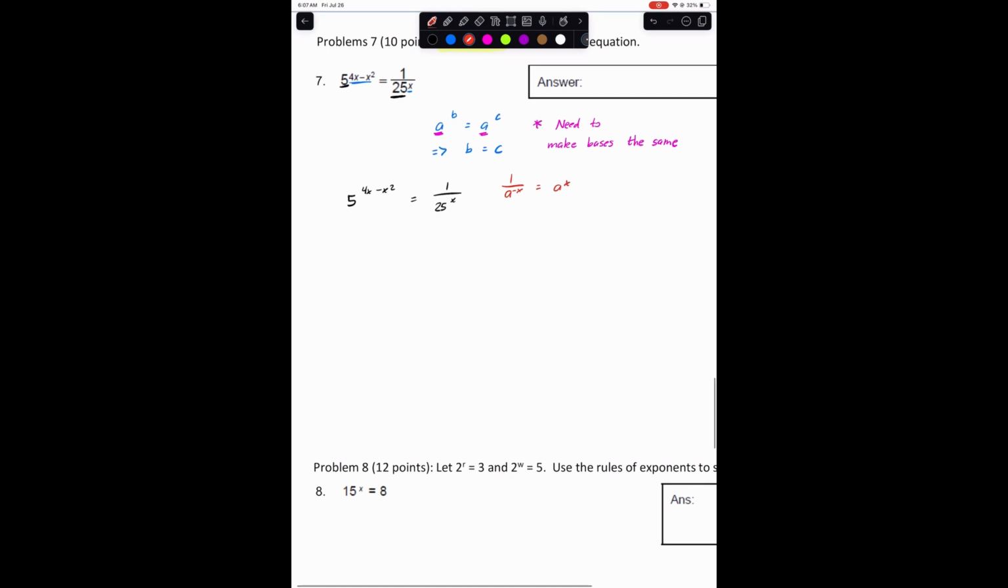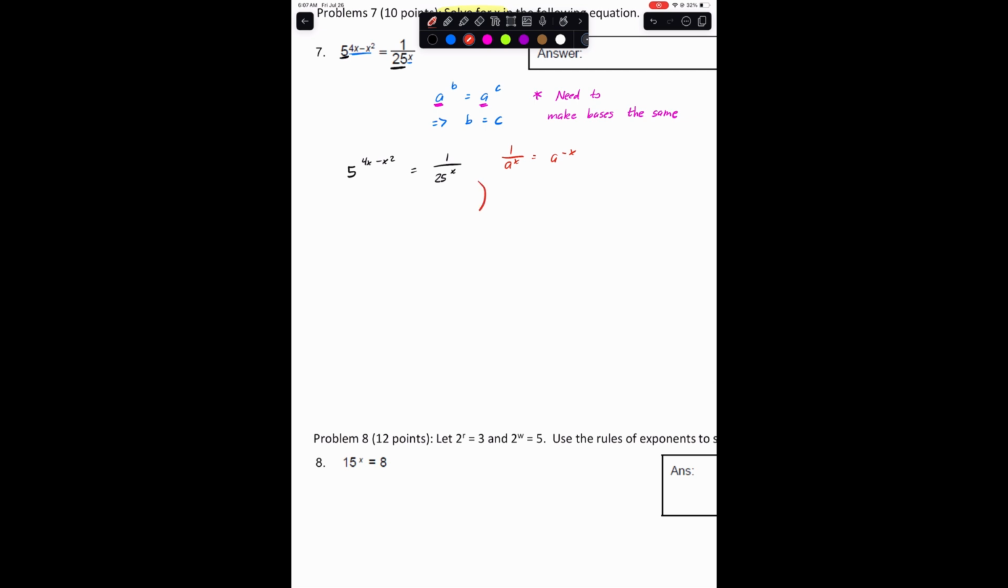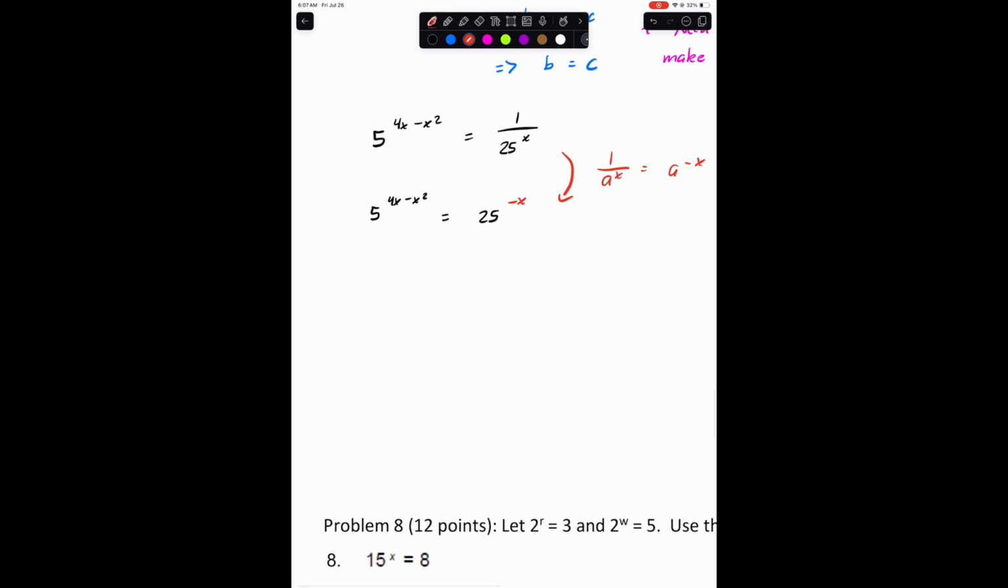Or rather, sorry, 1 to the ax equals a negative x, right? So going here to here, I get 5 to the 4x minus x squared equals 25 to the negative x, okay? And now I have this 5 and a 25, right? The simplest base to use that's common to both would be 5. So this 5 stays the same.